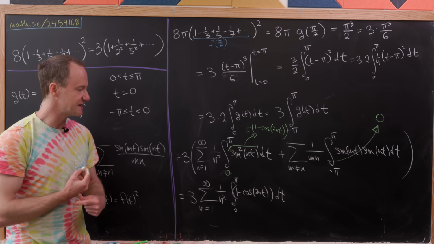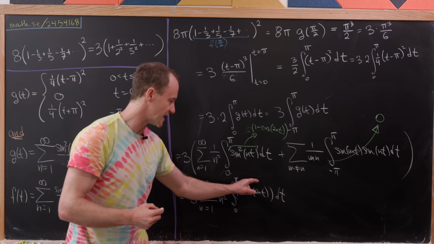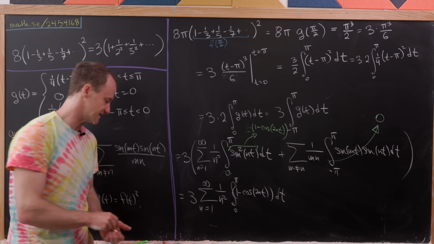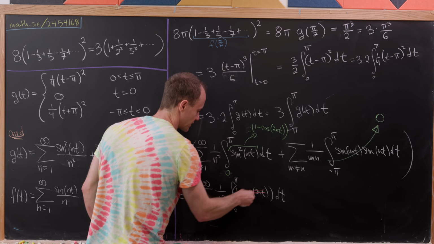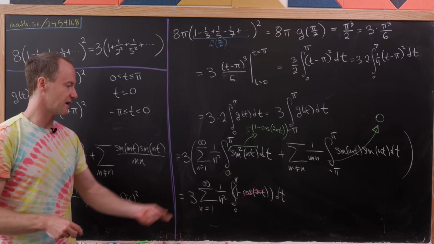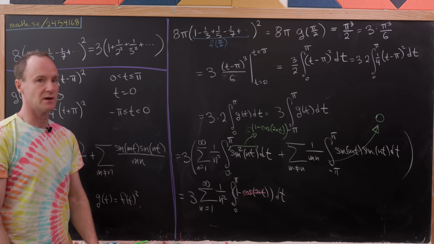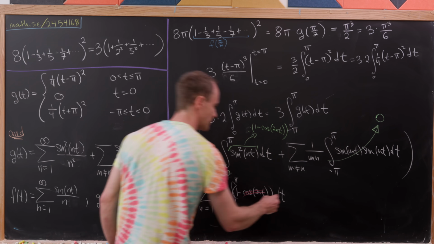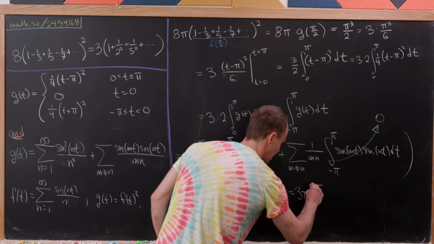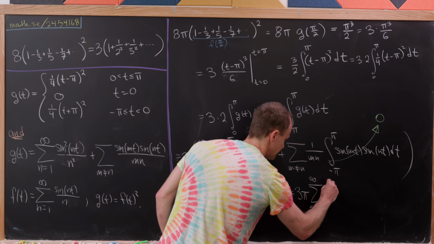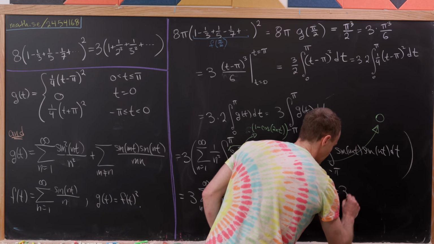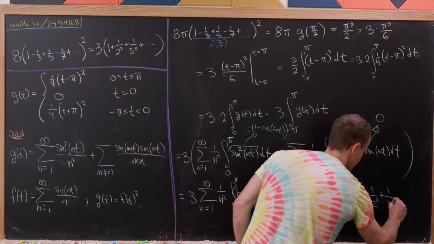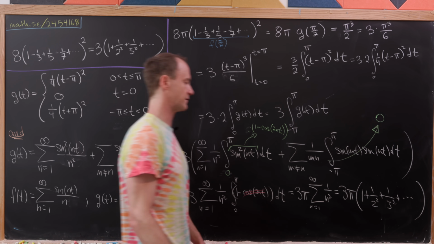And now, pretty easily, it's seen that if we integrate cosine, we'll get a sine. Evaluated at pi and 0 will give us 0. So this cosine term isn't really contributing anything. The only thing that's contributing is the 1 term. But integrating that out and evaluating it from pi to 0 will simply give us pi. So in the end, we're going to have 3 times pi times the sum as n goes from 1 to infinity of 1 over n squared. In other words, we're going to have 3 times pi times 1 plus a half squared plus a third squared plus a quarter squared, and so on and so forth.